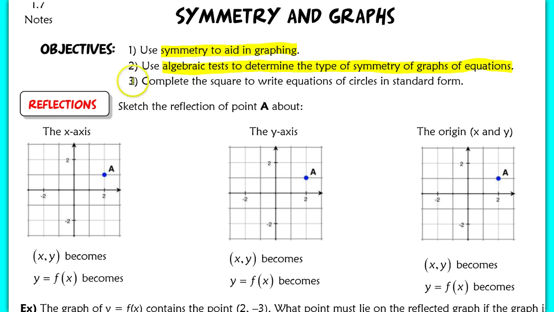And our final objective, we might not get to it in this particular video, it just depends on how long it goes. We're going to complete the square to write equations of circles in standard form. First up though, we're going to talk a little bit more about symmetry and reflections and give you some background information.